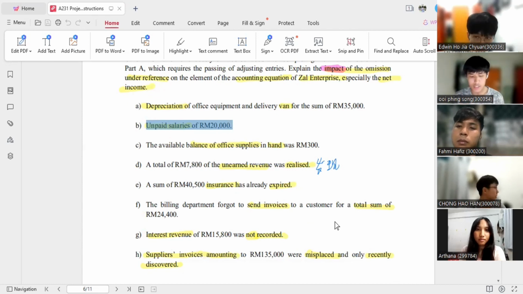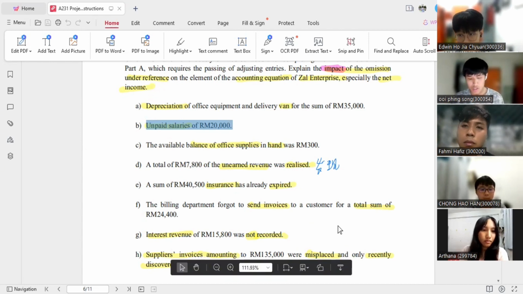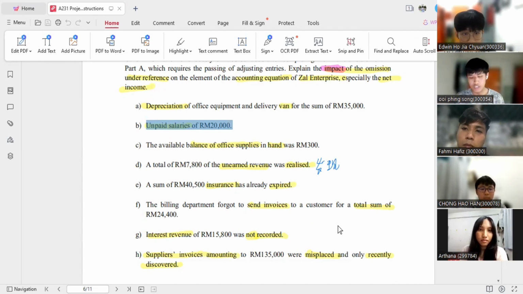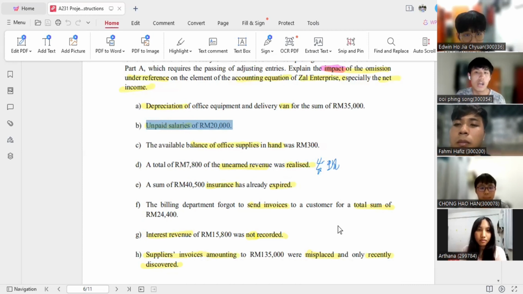For E, the impact is it will decrease net income and equity, and asset will also decrease, which is the prepaid insurance will decrease. And for F, the impact of this transaction is net income will increase and equity and assets decrease, for the account of account receivable. And for G and H, I will hand to Alhan to explain it.